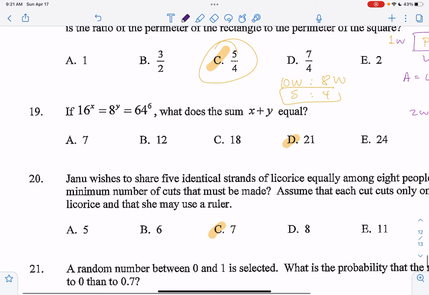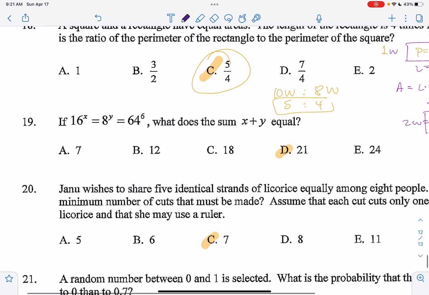Next, for number 19, if 16 raised to the x power is equal to 8 raised to the y, which is equal to 64 raised to the 6, what does the sum x plus y equal? So for 64 raised to the 6, you can rewrite that in terms of a base of 8, because 8 squared is 64. So you can rewrite 64 raised to the 6 as 8 squared to the 6. And then doing power to a power, it says 8 to the 12. So you know that y is equal to 12.